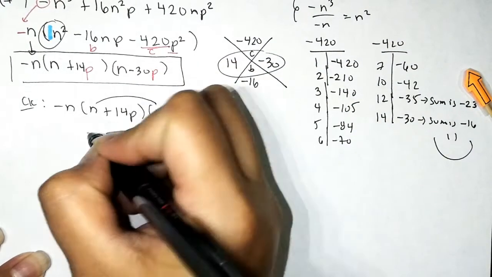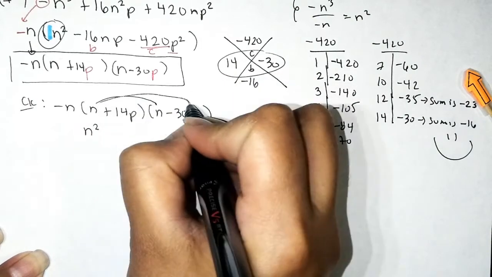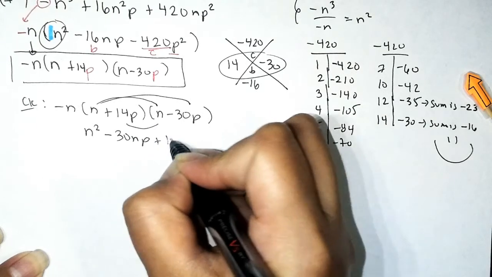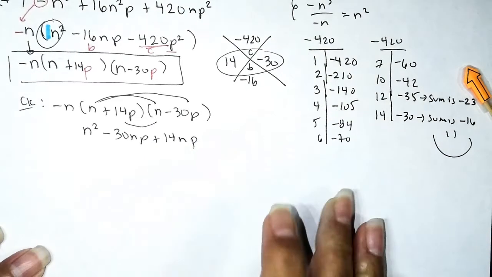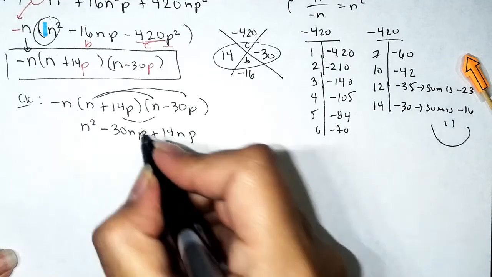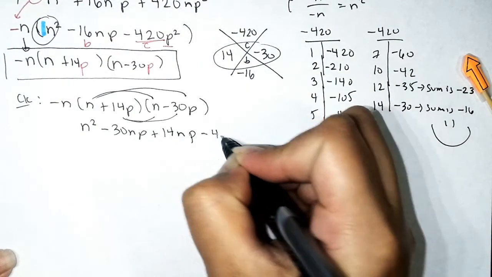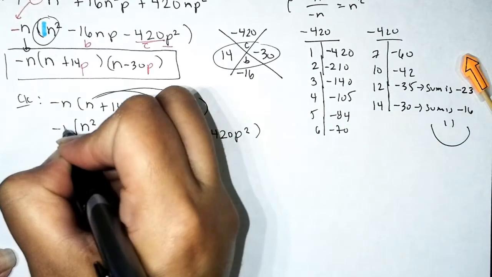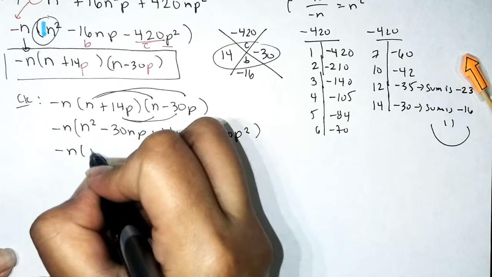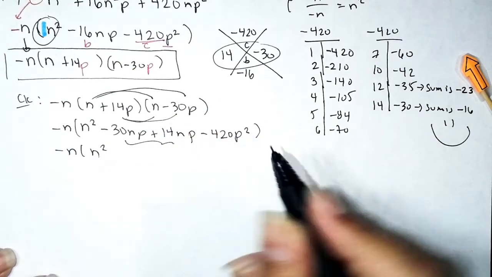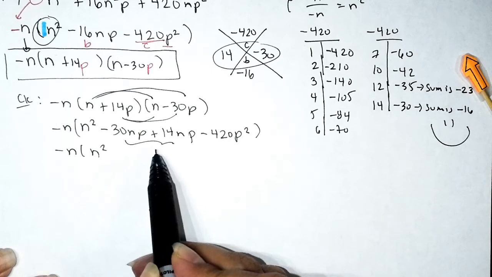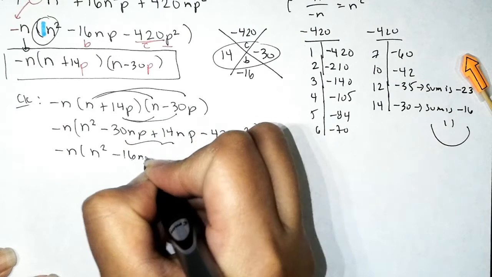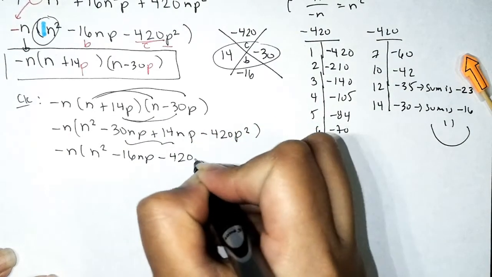Product of the first terms gives us n squared. Product of the outer terms is negative 30np. Product of the inner terms will give us positive 14pn, but love yourself, put the letters in alphabetical order. Product of the last terms now gives us negative 420p squared. Let's go ahead, bring down the rest of the problem. Don't distribute just yet. Go ahead, combine the like terms. The sum of the middle terms, namely negative 30np and positive 14np, will give us, I'm going to cheat, negative 16np. Bring down the rest of the problem.